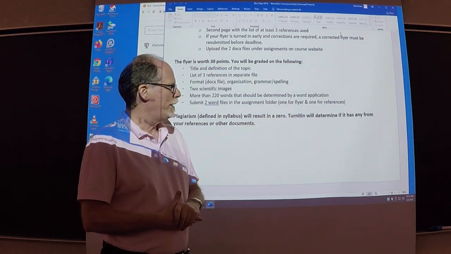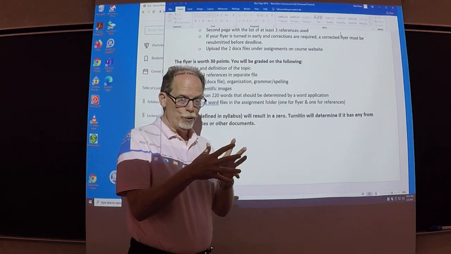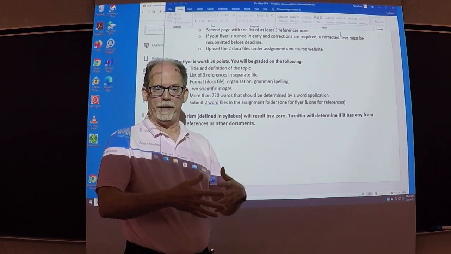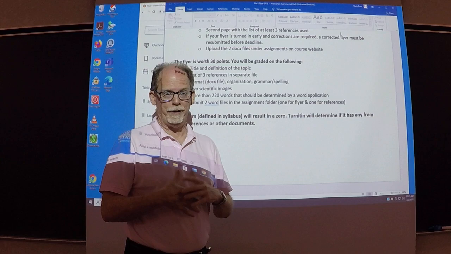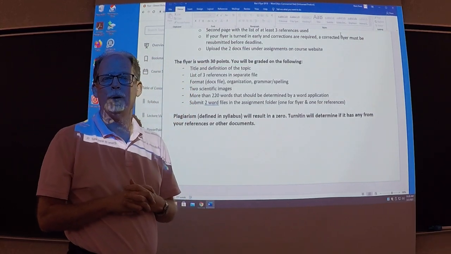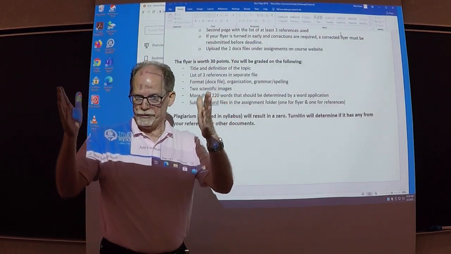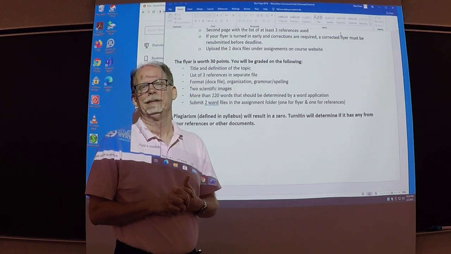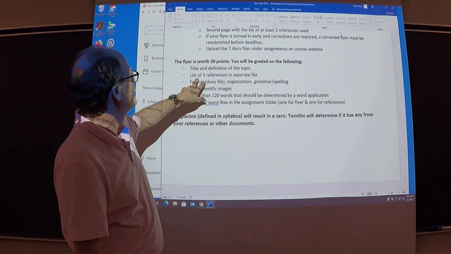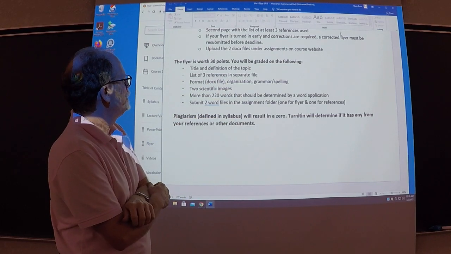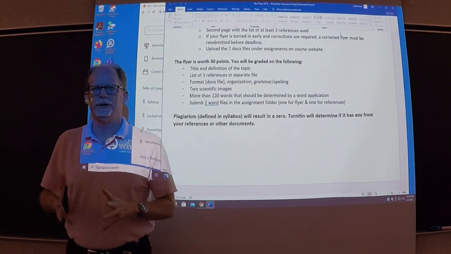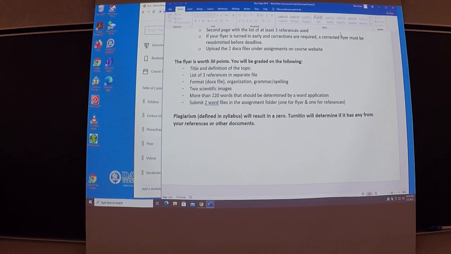Remember, Turnitin will assess it. That means it searches for your flyer, and if someone else submitted something exactly the same, it will tell me who submitted it and when. It will also flag it if you've used sentences from your references. Don't do that. Put it in your own words. So include 3 references. It's a real easy 30 points, and I'll give you some bonus points if you turn it in early. That's the other nice thing about it.